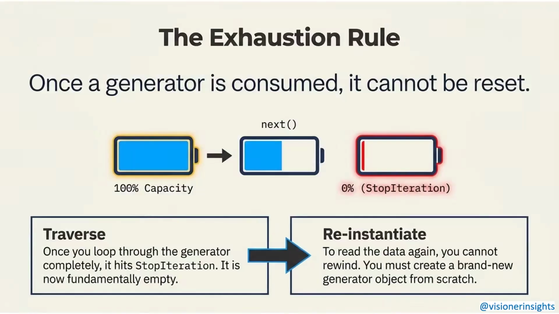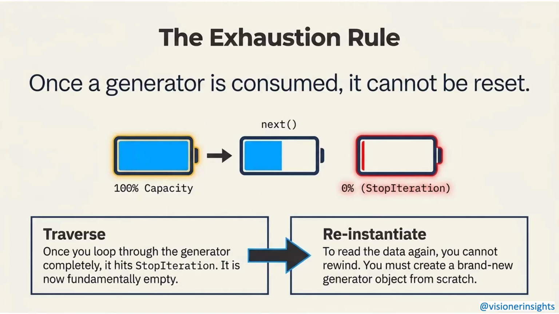Rule number 2 is the exhaustion rule. Generators are one-time use only. Think of it like a battery. Once you loop through the generator completely and hit that StopIteration error we talked about, it sits at 0% capacity. It is fundamentally empty. You cannot rewind a generator. To read that data again, you literally have to instantiate a brand new generator object from scratch.